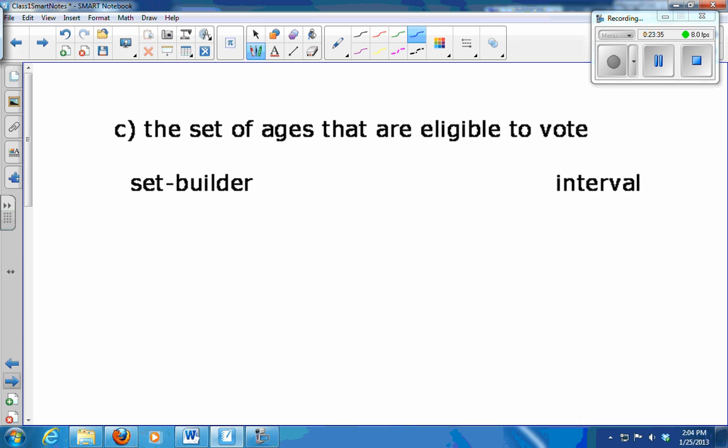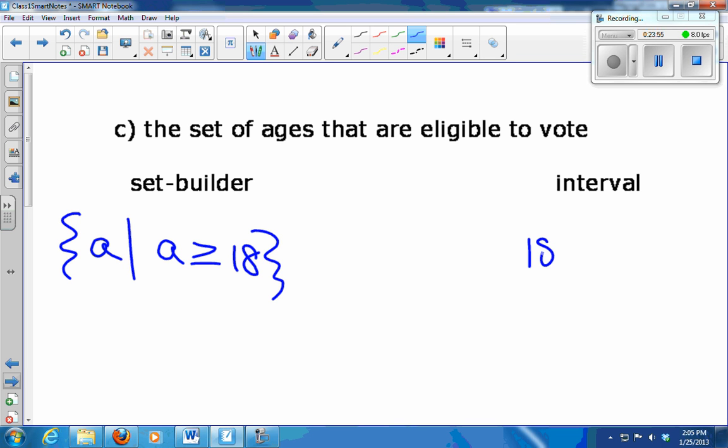Okay, how about the set of ages that are eligible to vote? 18 and up. Yeah, so if I do set builder, it will be the set of all A for ages, such that A is bigger than or equal to 18, because you get to vote when you are 18, right? And for interval notation, we would say 18 to infinity. Although in practical terms, there's probably some upper bound, right? Because we can't live to infinity, but however old somebody can live, they get to vote. So we'll put to infinity to capture that.